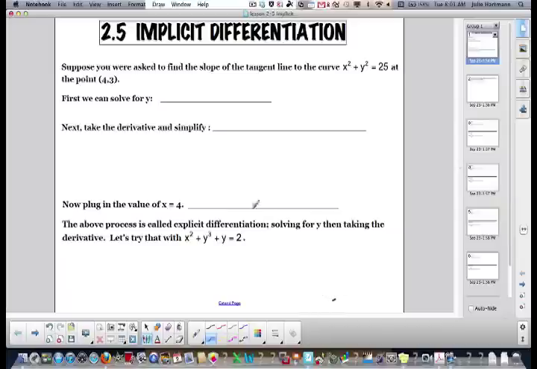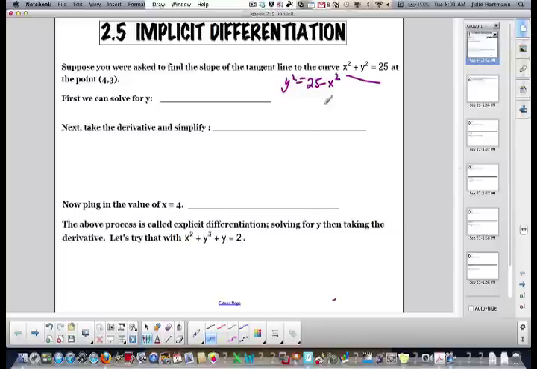All right, today we're going to talk about implicit differentiation. Suppose you were asked to find the slope of the tangent line to the curve x squared plus y squared equals 25 at the point (4, 3). So, first of all, we're going to solve it for y. So, subtract the x squared, and then take the square root.